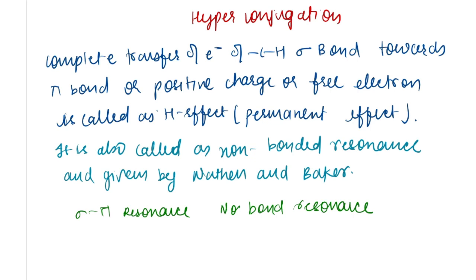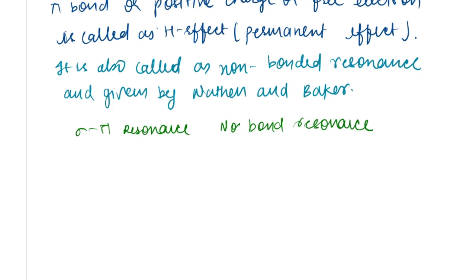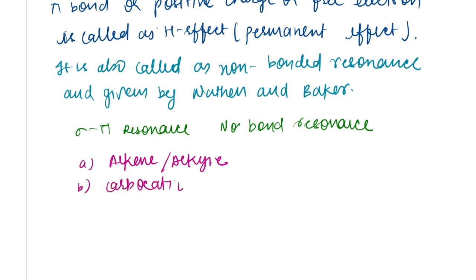So it is pi resonance. It is a permanent effect, and how is it observed? It is observed in three cases. One is alkene or alkyne, B is carbocation, and C is free radical. In these three cases, we observe the hyperconjugation.